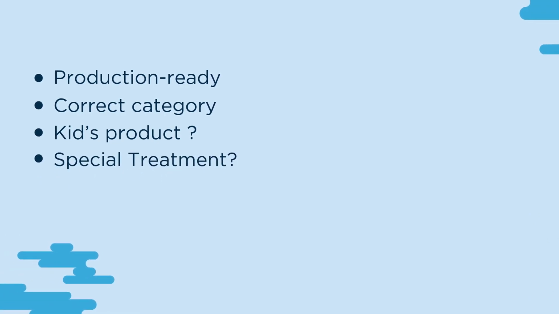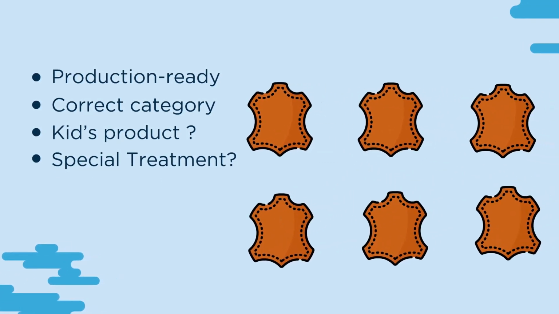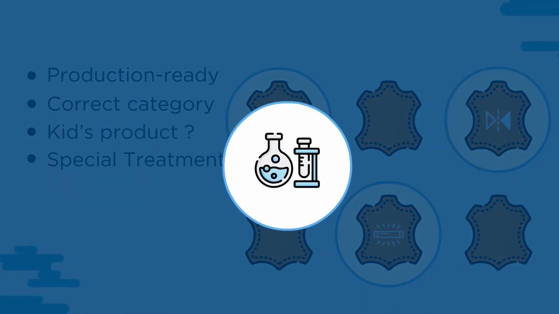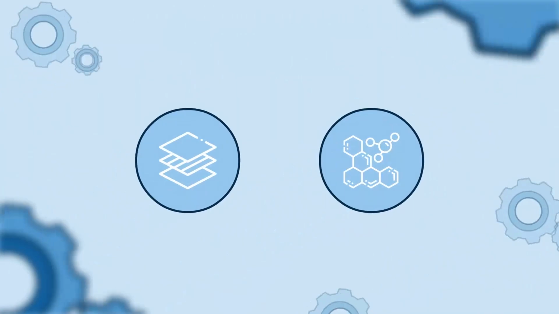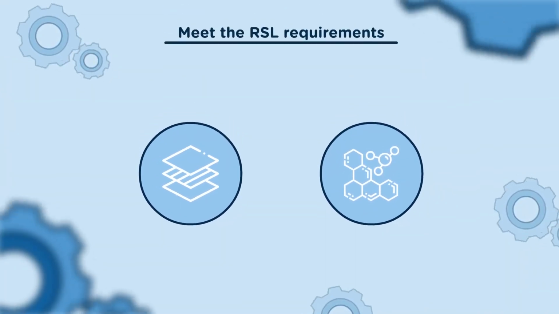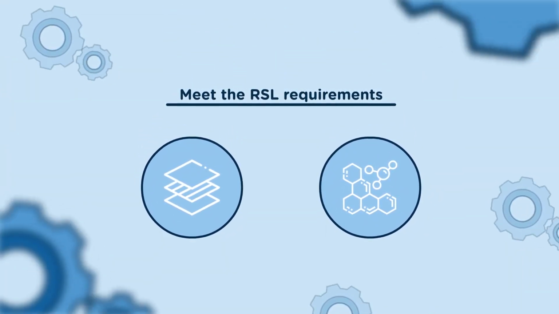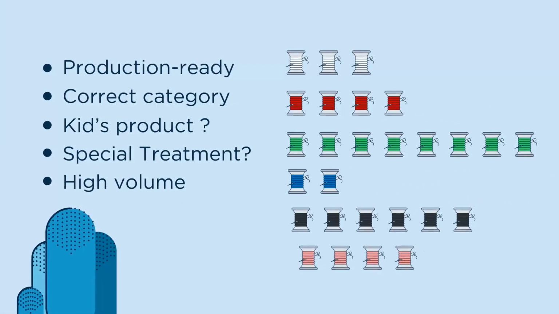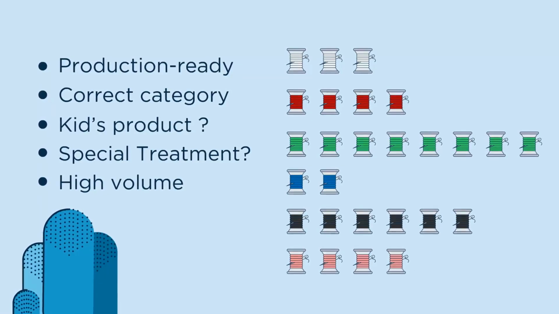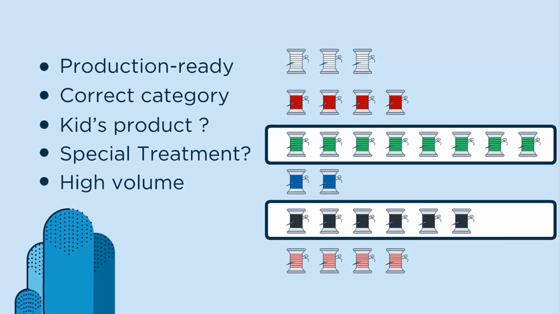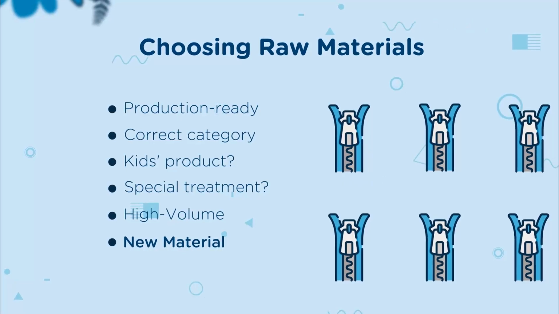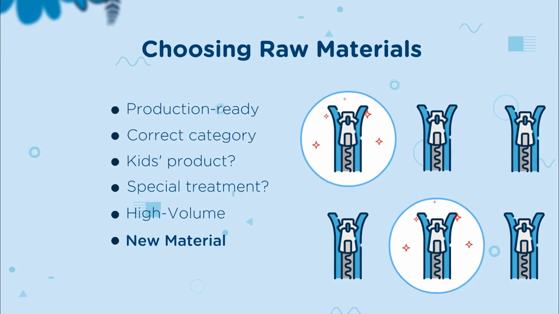You could also choose materials that have special treatments, such as waterproofing, reflective coatings, or fluorescent colors. These materials will have additional chemistries, so testing them will show that both the base material and the additional chemistries meet the RSL requirements. In some cases, when a supplier has multiple materials, it might be most efficient to test the highest volume materials. These materials will be used to make the most products, so it makes sense to ensure that they meet the RSL requirements. You could also choose newly developed materials because these will not have been tested before.